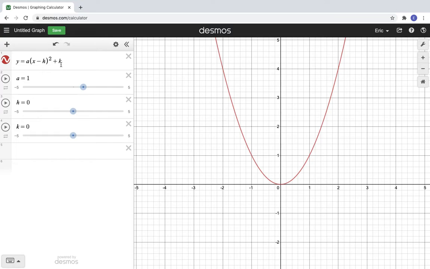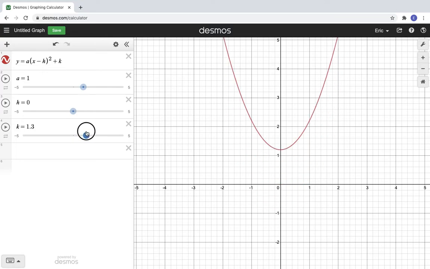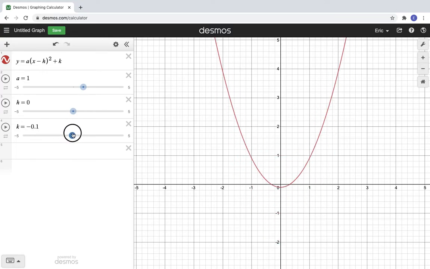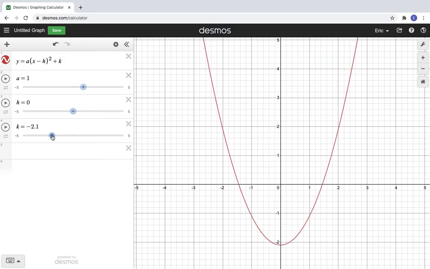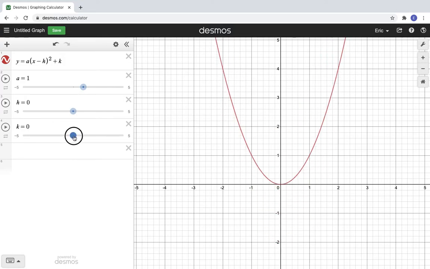How about this k in here? If we move this, the parabola goes up and down. As we go to the positive, the vertex is in the positive as well. If we go to the negative, it goes to the negative also. So this controls the up and down of our parabola.